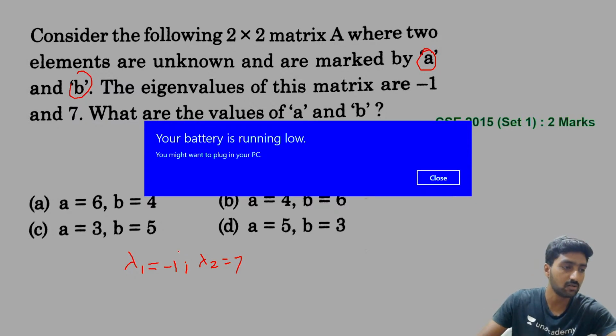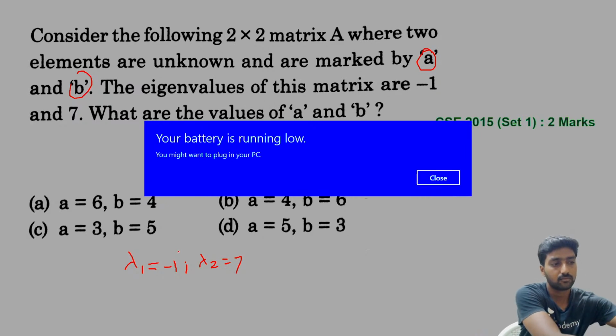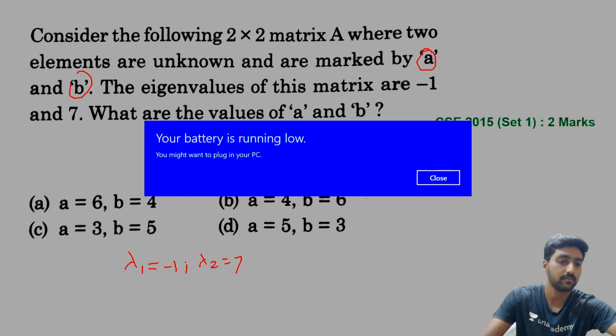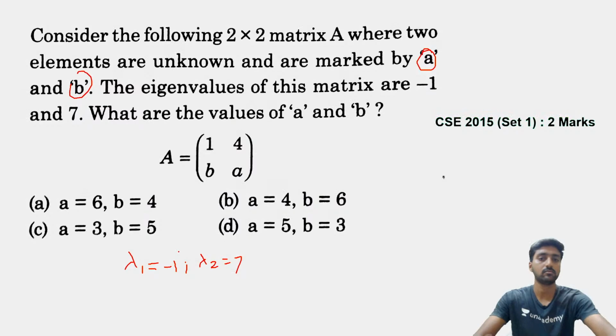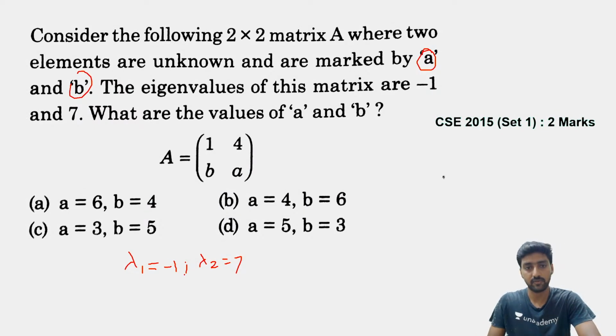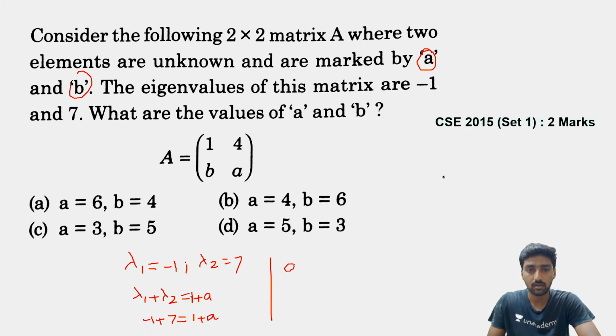So this is what we need to check. What are the values of A and B? Now the sum of the eigenvalues, lambda 1 plus lambda 2, is equal to 1 plus A. Minus 1 plus 7 is equal to 1 plus A. Now what will be the value of A? A is equal to 5.